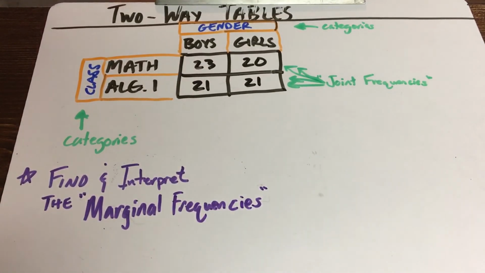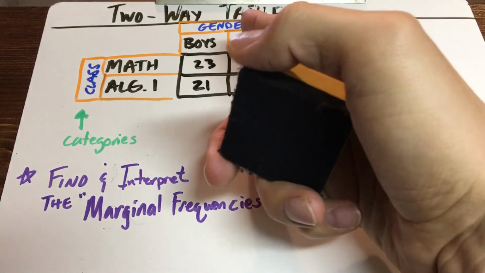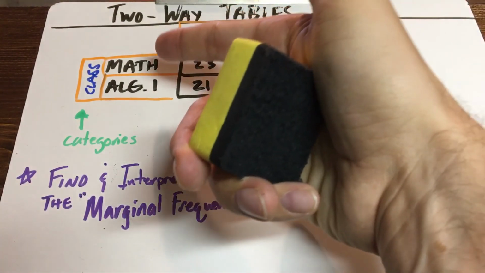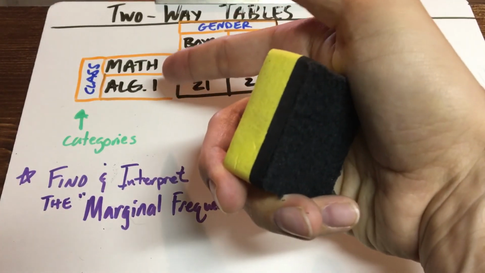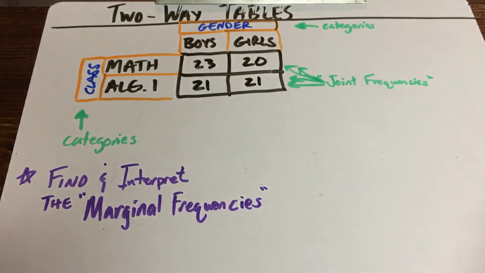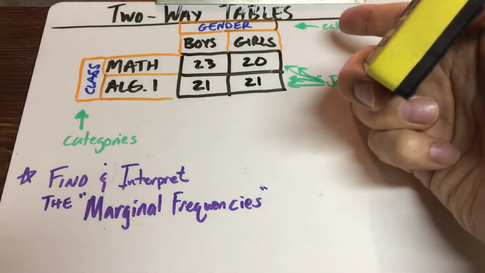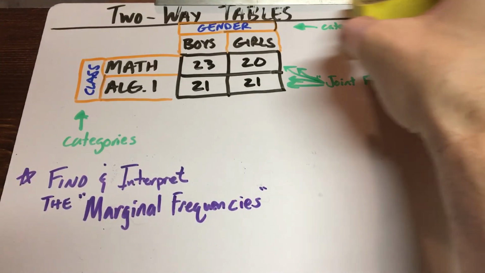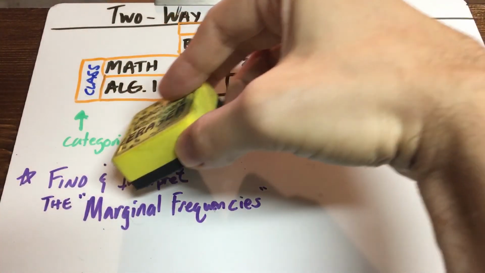So basically I have just a few notes on here in case you've never seen one of these before. In this one that I made, this is the actual data, I didn't make this up, from my regular math classes and my algebra classes, how many boys I have and how many girls I have. So I have two categories. I'm comparing my classes and the gender of my students, and those are my categories. I'm actually going to go ahead and erase those. So those are the two categories.